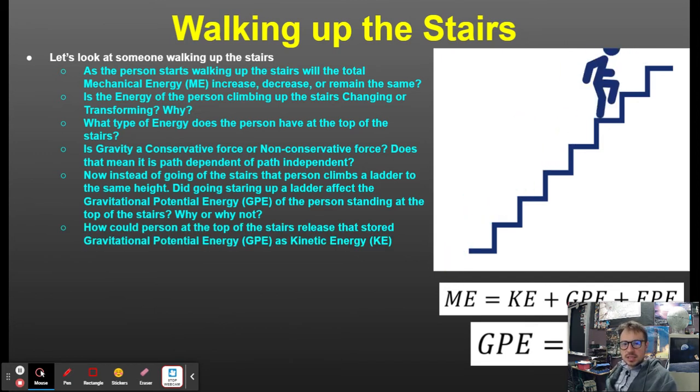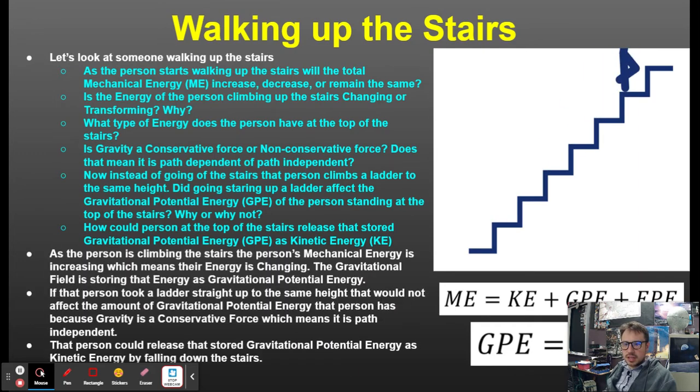So how could the person at the top of the stairs release that stored gravitational potential energy as kinetic energy? Well, they could fall down, right? If they fall down the stairs, that's going to release that gravitational potential energy.